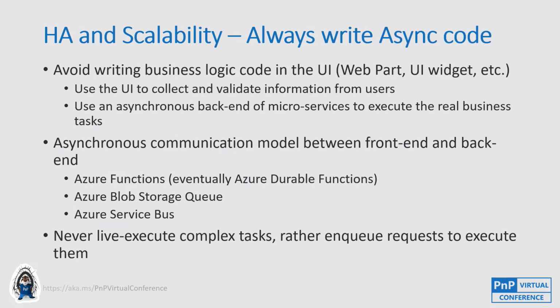Still, about scalability and availability, as I said, always write asynchronous code. So avoid writing business logic in the UI, avoid having the business logic in the web part, in the UI widget, in the Teams tab. Rather use a backend asynchronous set of microservices that you can execute in the background and that you can fire using an Azure function, a blob storage queue, or a service bus. In my opinion, you should never live execute complex tasks in the UI. Rather, you should enqueue requests to execute them and then process them in the backend.